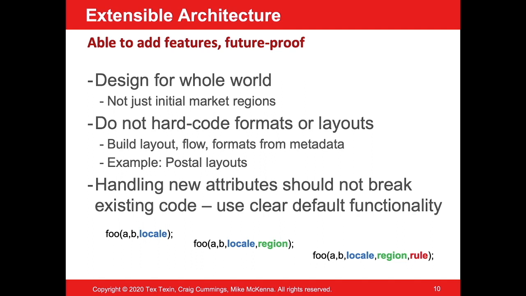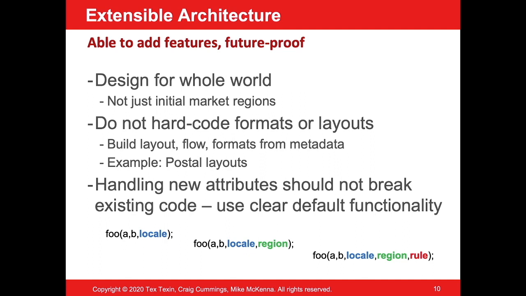You want to use clear default functionality, so it's very clear what things drop down to if a particular attribute or feature that's asked for can't be found. So let's say you design an application, foo, or API foo, that has two inputs A and B. To be able to make it work with any language, you can pass in a locale, which is what language do you speak and where do you speak it.